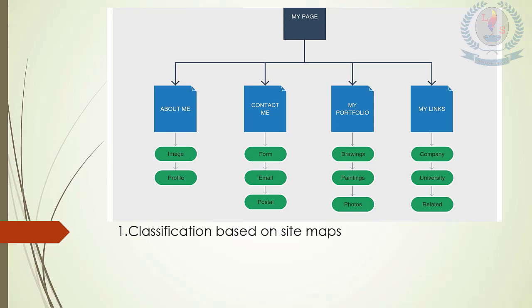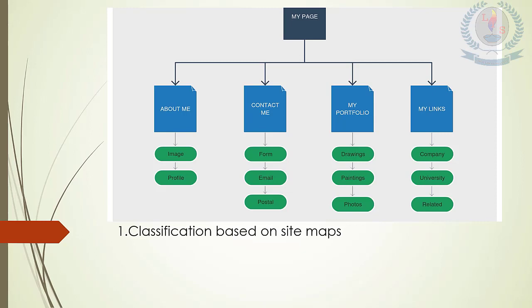What is a sitemap? This is a picture I have given. This is a sample picture of a personal website, and you can see some squares, and those squares are connected with arrows. These squares are the web pages you are going to design. If I am designing a website for myself, then my first page would be about myself, the next tab would be contact details, the next page would be my portfolio, and the next tab would be my links.